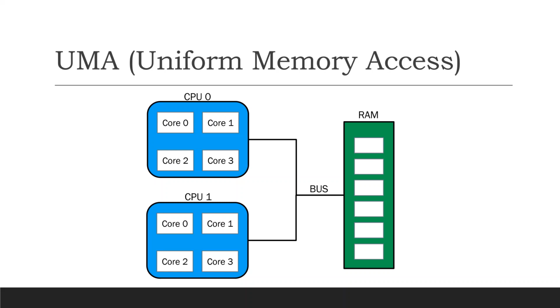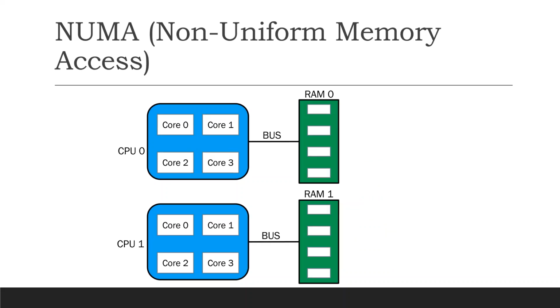Now, how to avoid this? One approach is to decouple RAM from the CPU, which means that every CPU will have its own memory, and both these CPUs will be interconnected with each other. This architecture is known as non-uniform memory access. Now, why is it non-uniform? Because the time consumed by CPU 1 when accessing local memory is way less than when accessing remote memory.